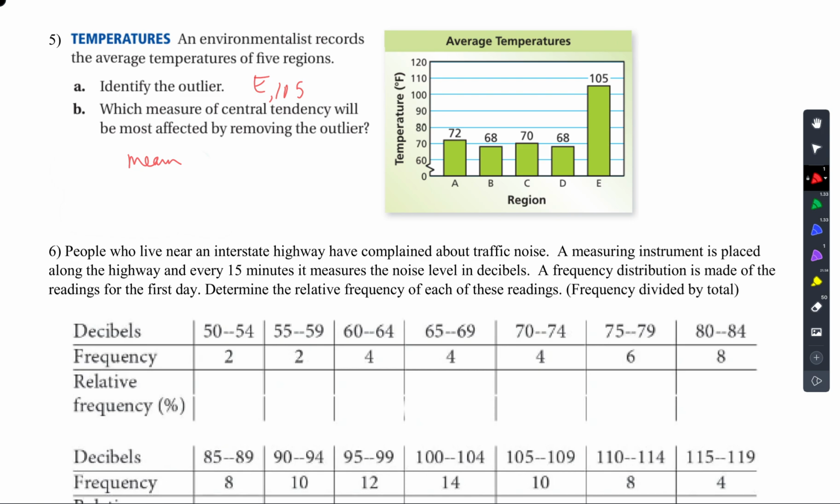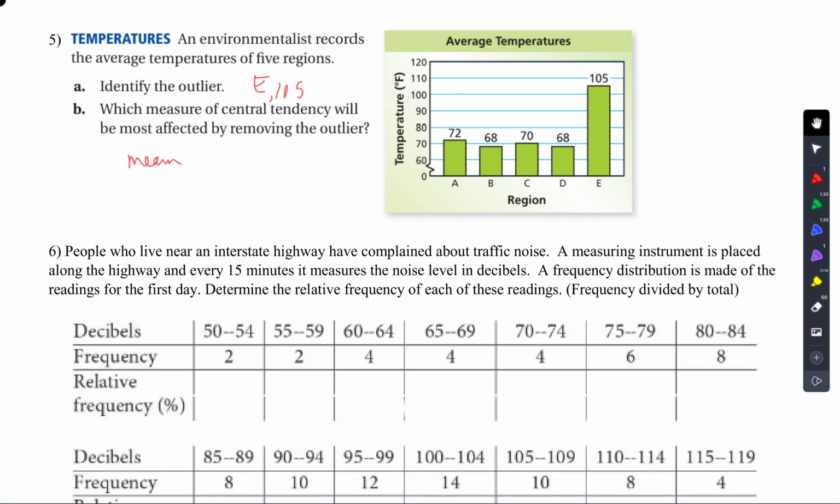Now for the central tendency, after we remove an outlier, 100% of the time, it is the mean. Okay, so the measure of central tendency, that's code for mean, median, mode. All right, frequency tables.